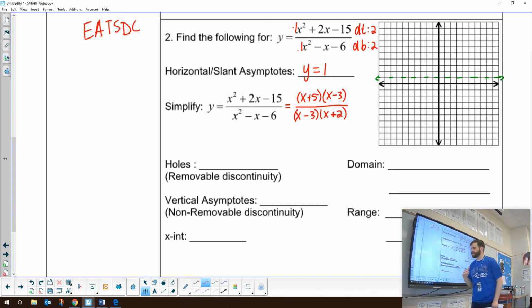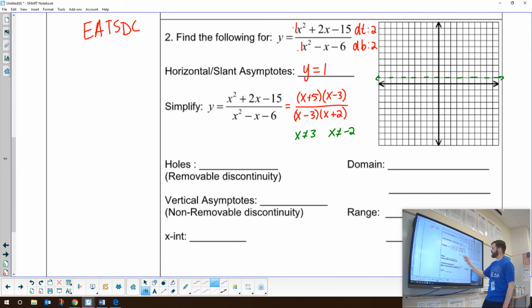I just did that kind of in my head. Negative 3 times 2 is negative 6. Add together, we get negative 1. 5 times negative 3 is negative 15. 5 plus negative 3 is 2. Okay, so listen. This tells me what my undefineds are. We're going to have x can't equal 3 and x can't equal negative 2.